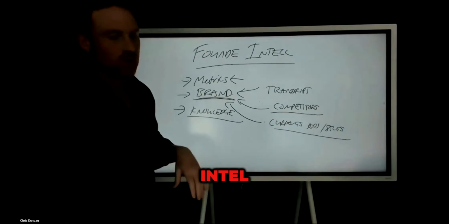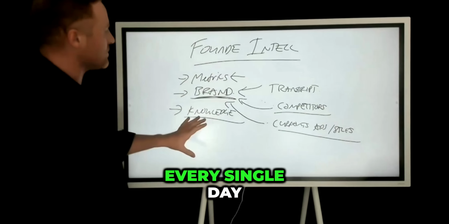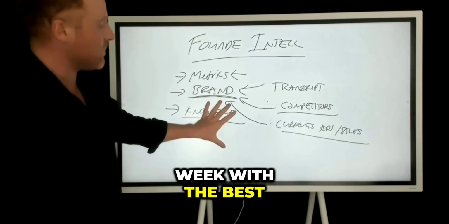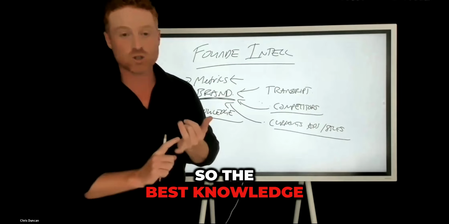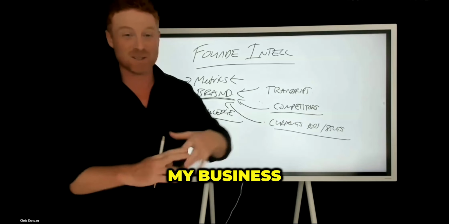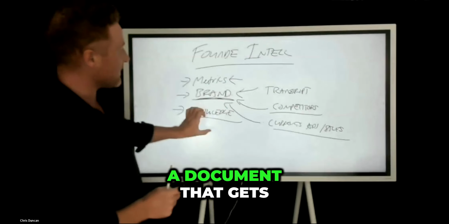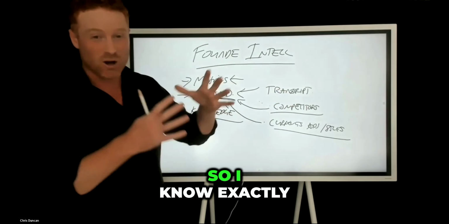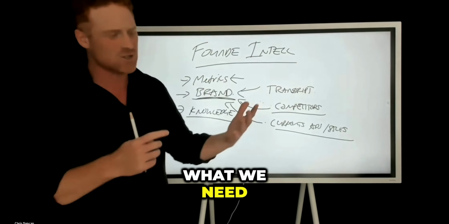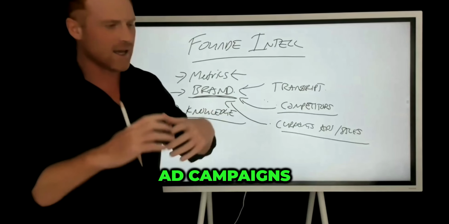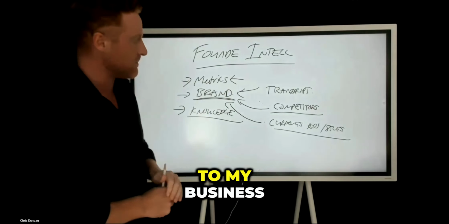So this is Founder Intel, and it gets updated every single day and then every single week with the best knowledge. So the best knowledge of how to use AI, how to implement in my business, and it puts it all in there. This all turns into a document that gets sent to me every single day. So I know exactly what's happening out there, what we need to do. I put all the different viral ad campaigns, everything in there specific to my business.